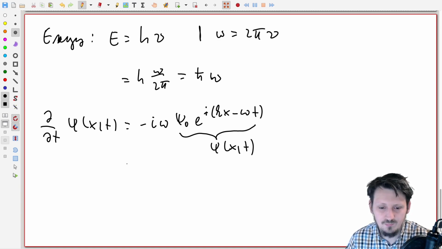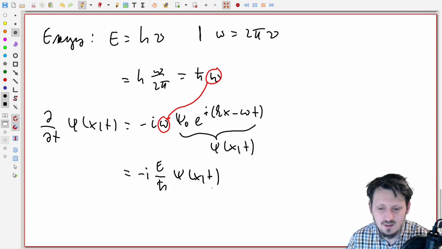And if we insert again this function here, E is equal to h bar omega, into that. So again, I can maybe highlight this here and here. Then this leads to the fact that this is equal to minus i E divided by h bar times psi of x, t. And again, E is an operator because it's the derivative of the wave function with respect to t.